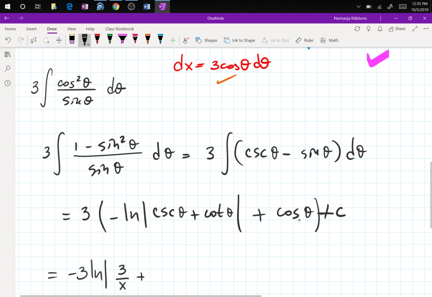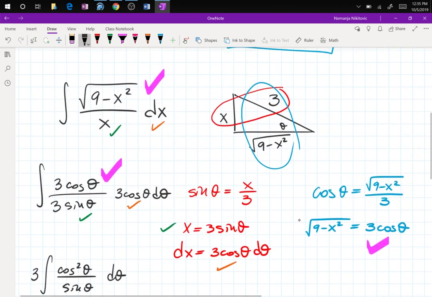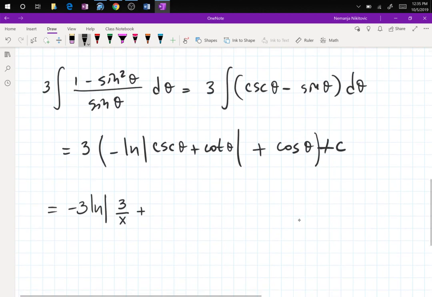What's a cotangent? Cosine over sine. Well, in terms of sides, adjacent over opposite. Beautiful. Just read it up there. Adjacent over opposite is the square root over x. So square root of 9 minus x squared over x. Beautiful. And then we have plus 3.